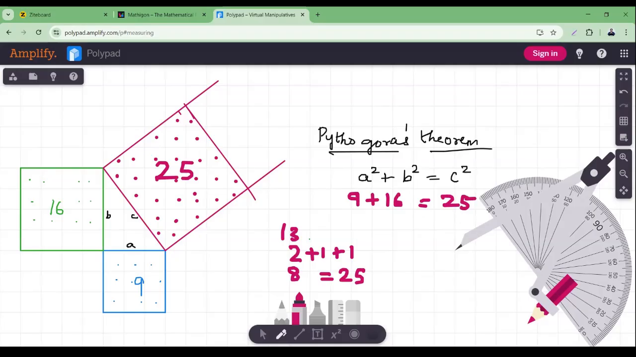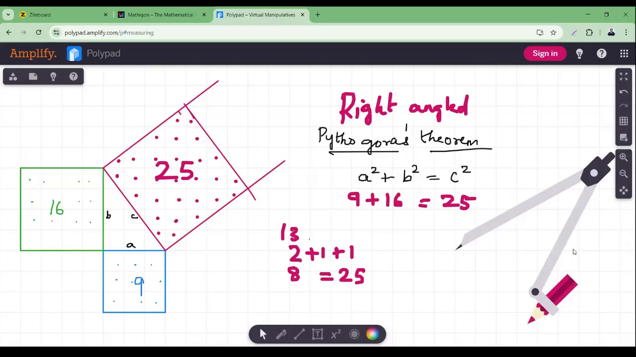So Pythagoras theorem is when you are going to work with the sides of a right angle triangle. Very important to remember, in a right angle triangle, when you know two sides, you can always find the third side. How is it that we can do that?